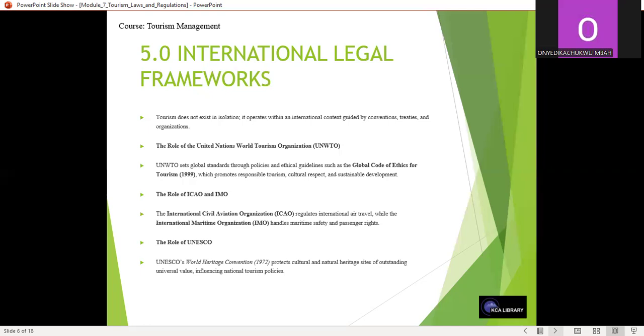We also have UNESCO. UNESCO's World Heritage Convention 1972 protects cultural and natural heritage sites of outstanding universal value, influencing national tourism policies.